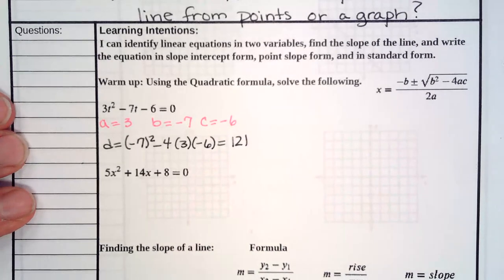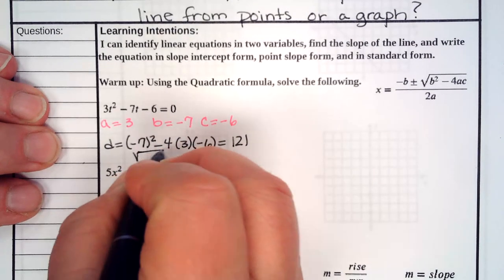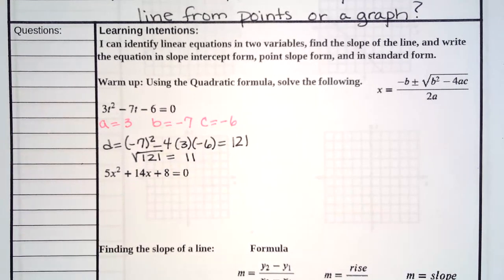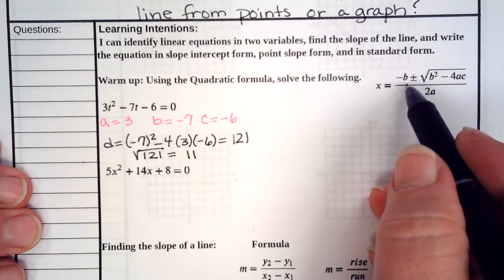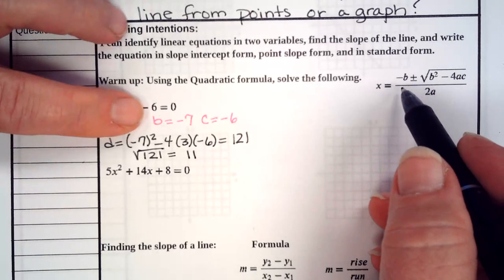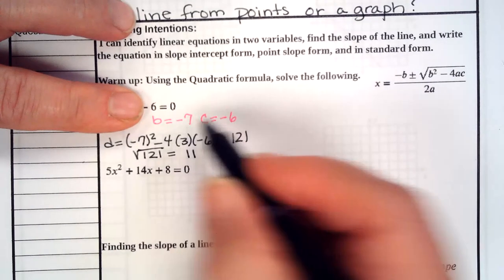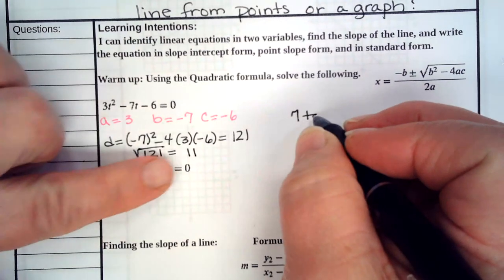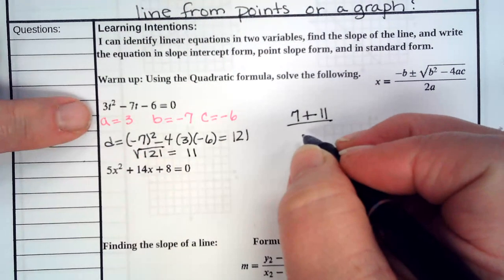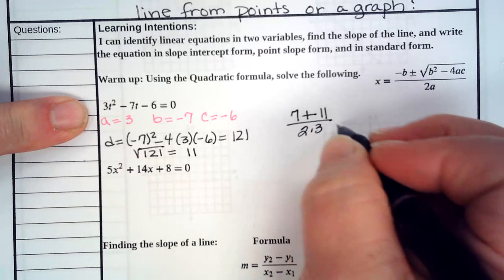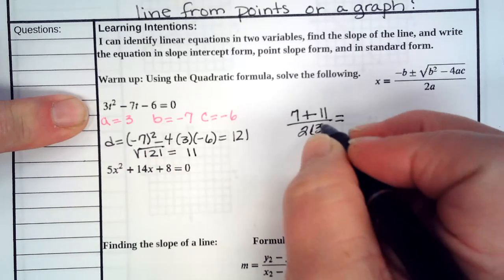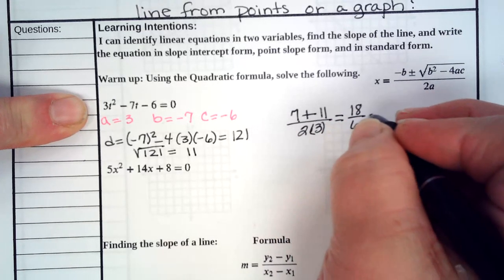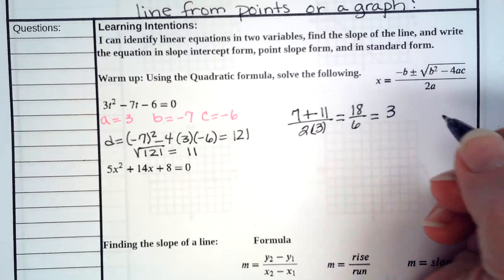Step one, find your discriminant. Step two, find the square root of your discriminant. The square root of 121 is 11. Okay, now let's finish it up. What is the opposite of B? B is -7. What is the opposite? +7. First time we add 11, and we divide it by 2a. 2 times 3. 7 plus 11 is 18, divided by 6. 18 divided by 6 is 3.